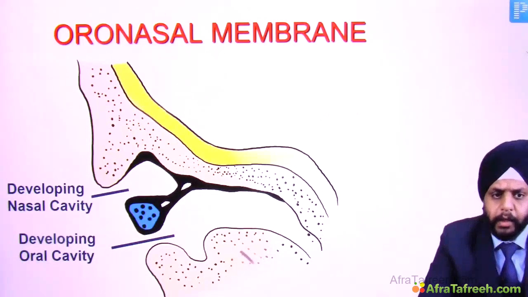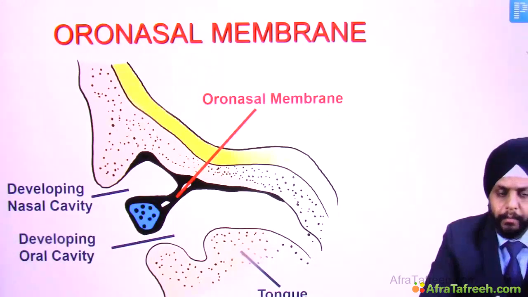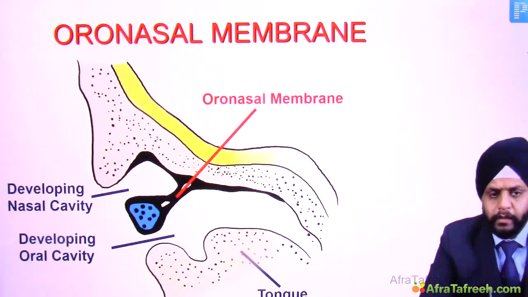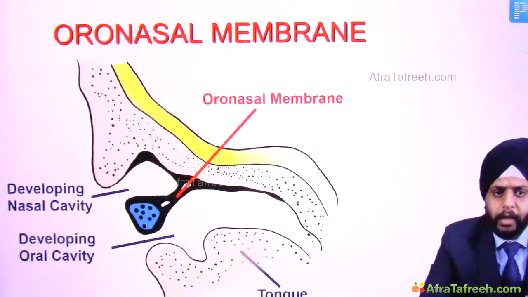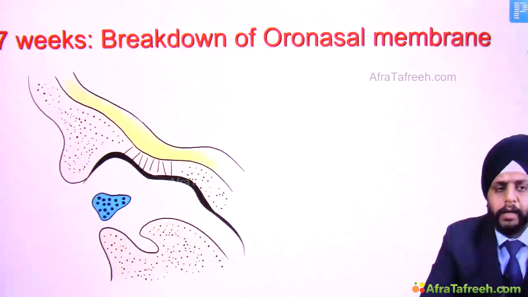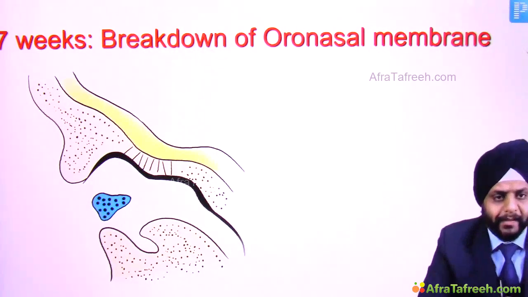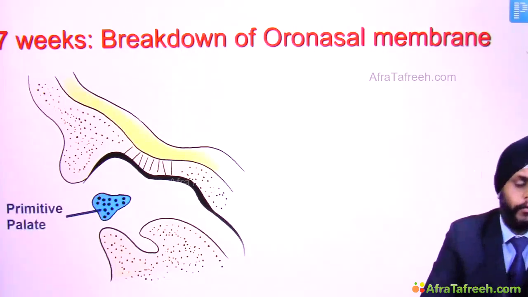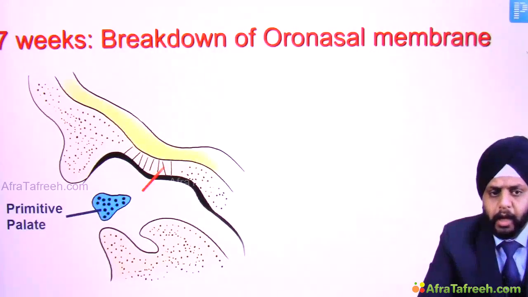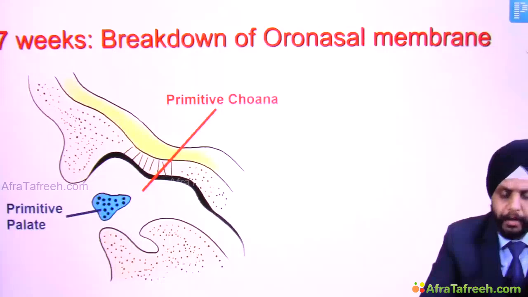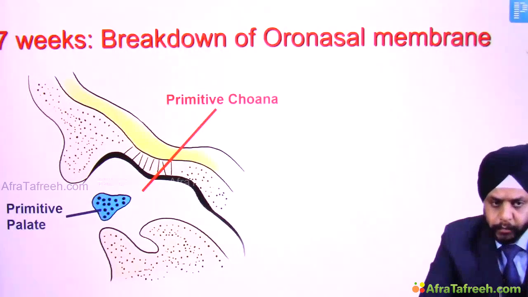They have been separated by a membrane that's known as oronasal membrane. Okay, so we can see that these two cavities are separate because of this oronasal membrane, and this membrane breaks down by 7 weeks of intrauterine life. Once this membrane breaks down, we have formation of primitive palate. So the anterior part is known as primitive palate, and we have formation of primitive choana. So this opening is known as primitive choana, right?